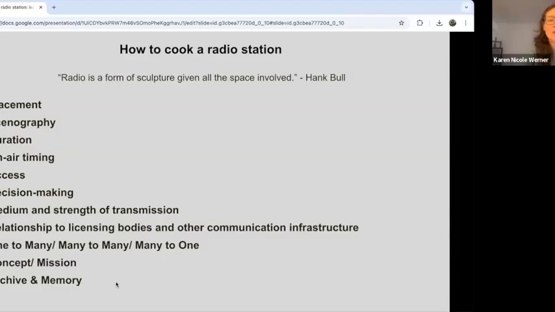Are you sharing it with another organization? What is the scenography of the station? How are people positioned in relationship to each other? Is there a lot of gear? Is there very simple gear? You don't need, nothing is required. A radio station doesn't have to look one way.